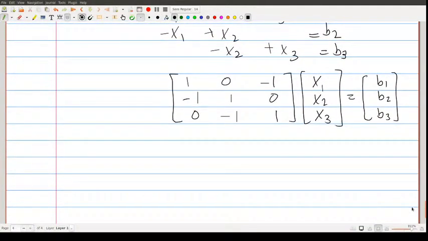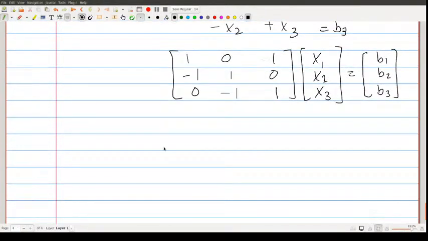Okay, let's try to solve this system of equations. Let's see what happens when I do. Is there some way I can solve this system? So let's take 1, 2, 3.